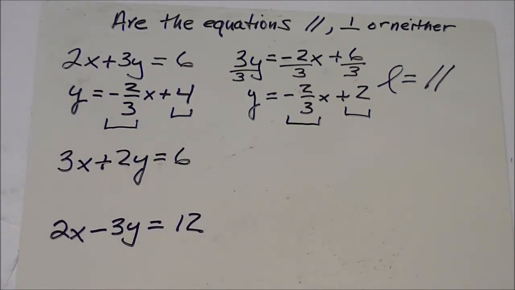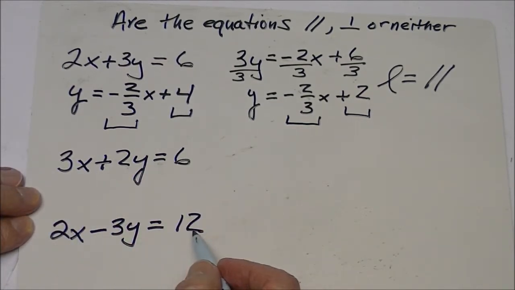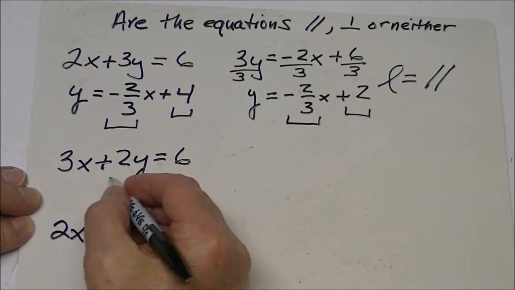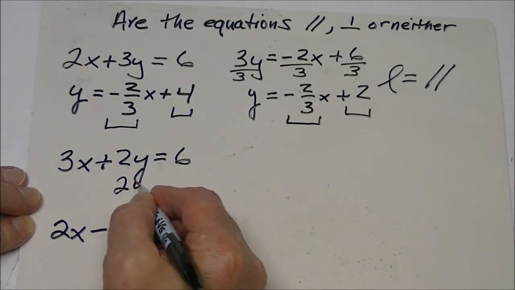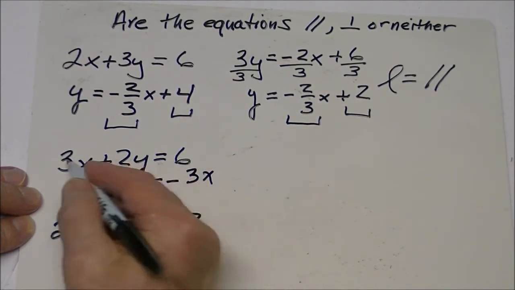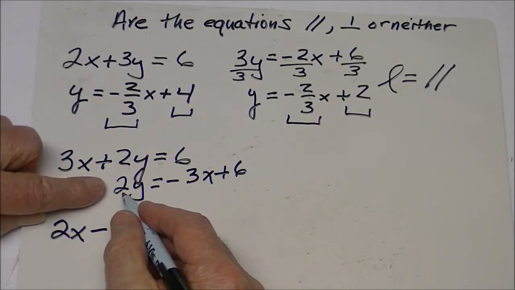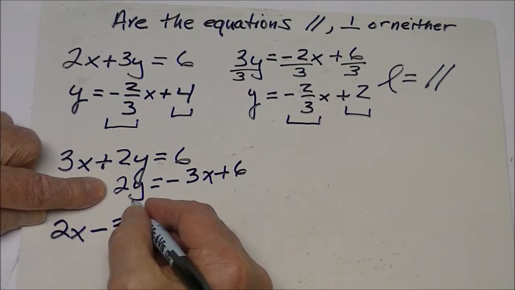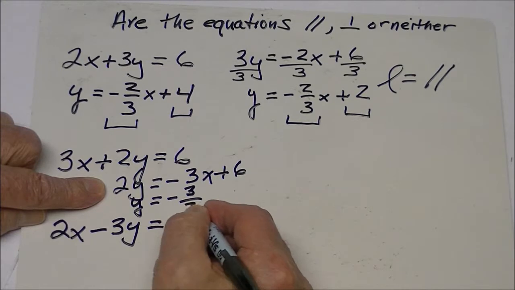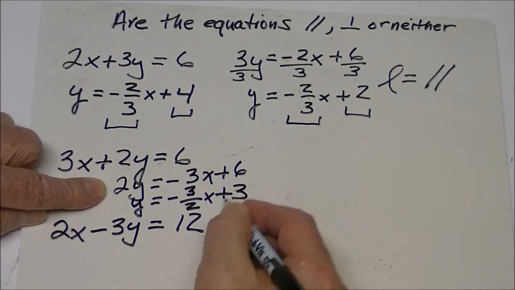So as we look at these next two equations, the technique would be to solve for y. So let's just do it here. 2y equals negative 3x, transposing that, plus 6. And now we're going to divide everything by 2. We get y equals negative 3/2 x plus 3.